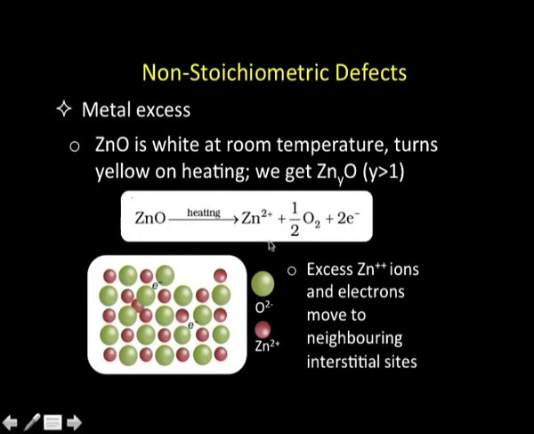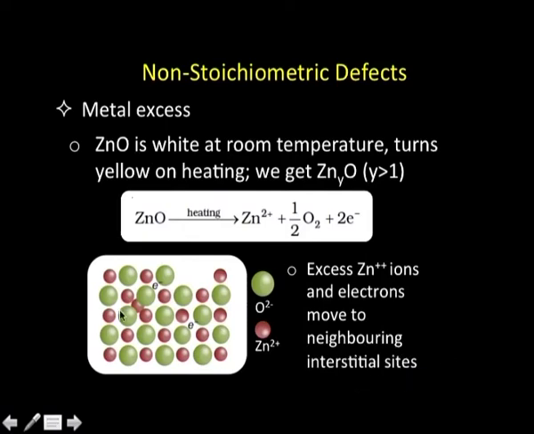When oxygen is lost, there will be an excess of zinc ions over oxide ions. To begin with, we had 1:1 zinc ions and oxide ions, but because some of the oxide has been converted into oxygen, we get a shortage of oxide ions. So there is an excess of zinc ions, and these excess zinc ions and electrons move on to neighboring interstitial sites.